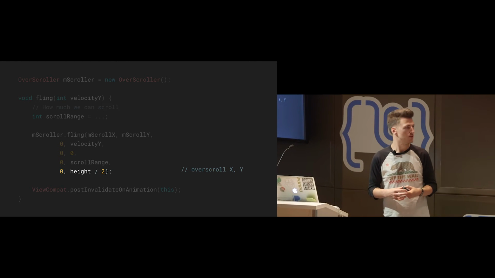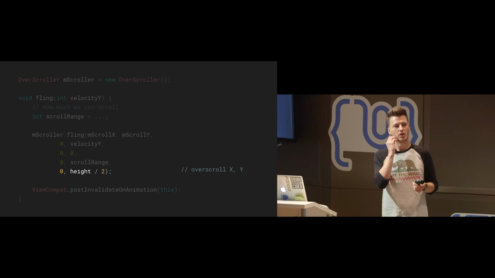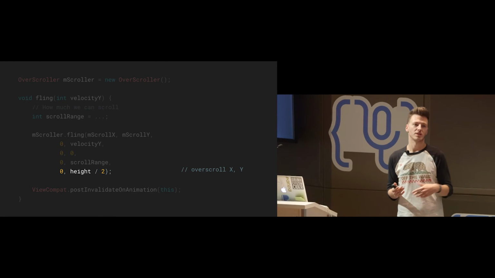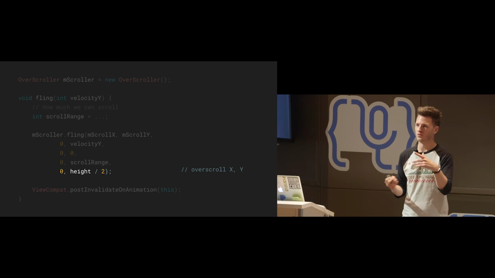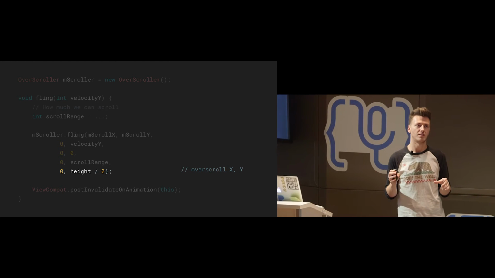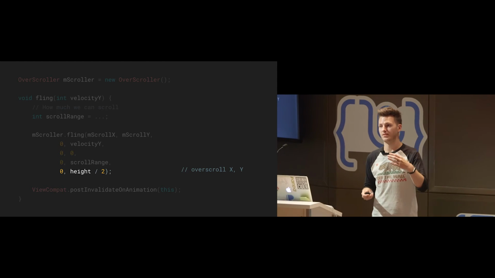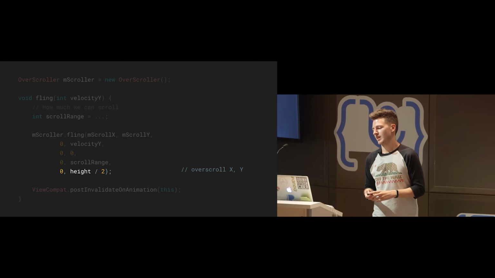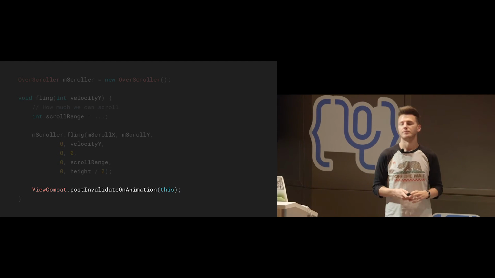And then the final two values are your overscroll values. I won't talk too much about this. The thing to know about this is when you actually scroll and you get a fling, you'll see now that you get an edge glow, like the blue glow, whatever it is. This value you pass here pretty much directly controls how big that glow is when the fling finishes. And then we need to post invalidate on animation, and that just causes the fling to start drawing.